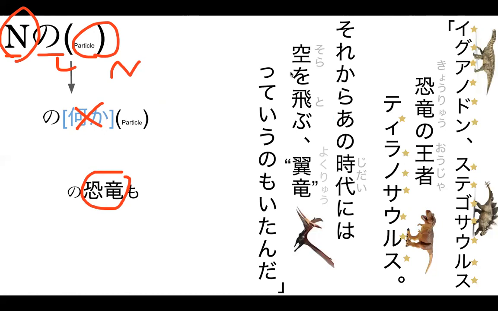So that would be... You should just read through the whole thing and then we can go back. Okay. Sora o tobu yokuryū tsutei. Oh, this is not true. Yokuryū te. Oh, yokuryū te. Dei no moitan da.